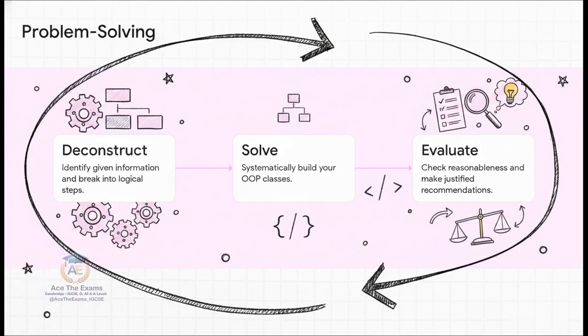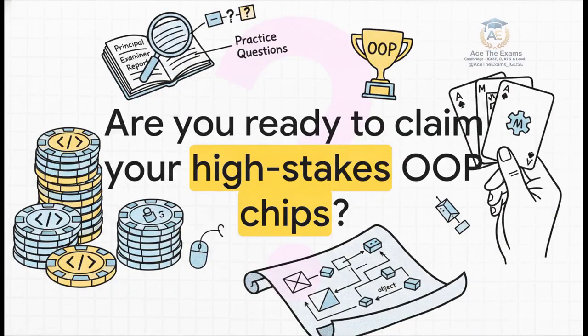If you implement this 3-rule system involving command word decoding, the PEEL framework application, and strict time management, you are executing the perfect deconstruct, solve, and evaluate strategy. So here is my final question for you. Are you ready to apply the MethodMark strategy and claim your high-stakes OOP chips? Students who implement these exact computer science strategies see an average improvement of 2 whole grade boundaries.